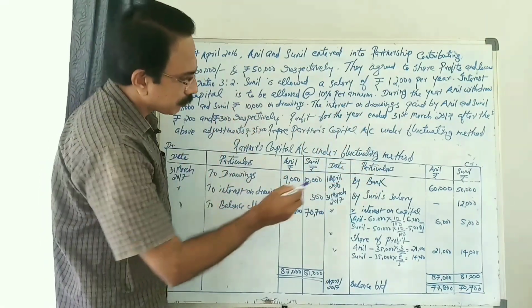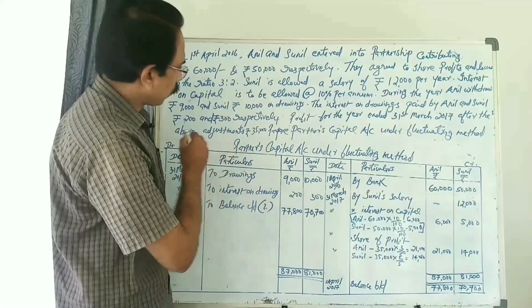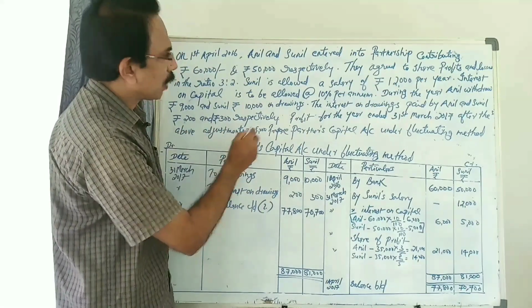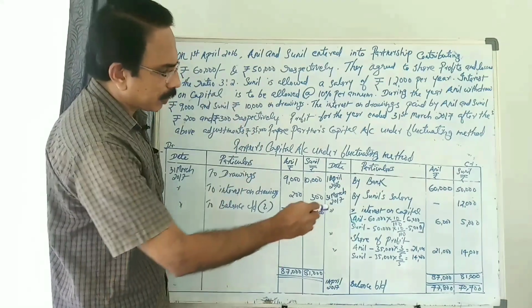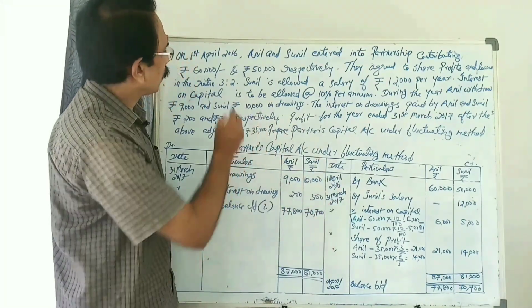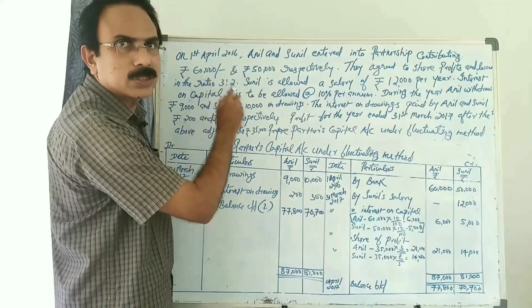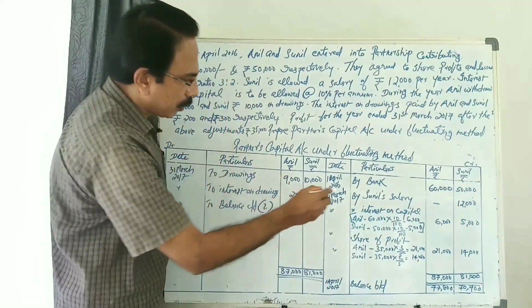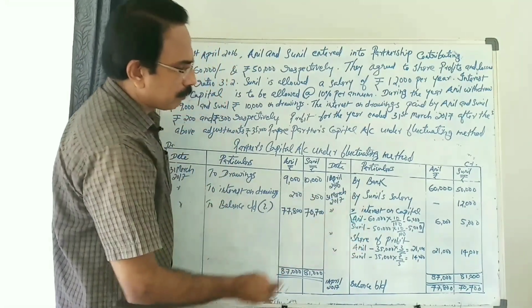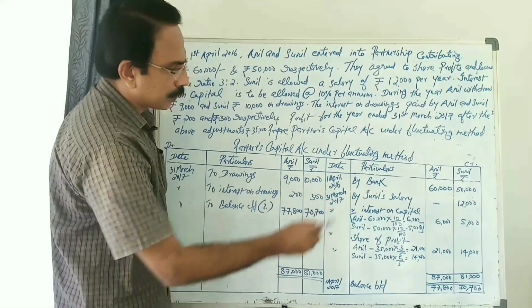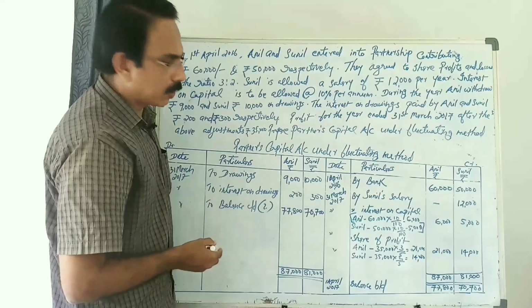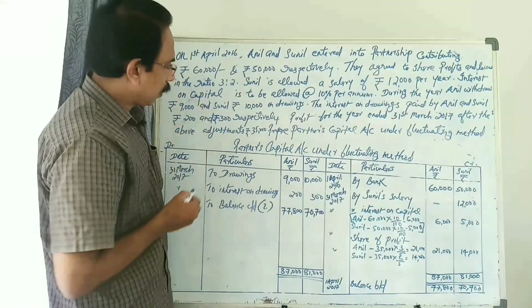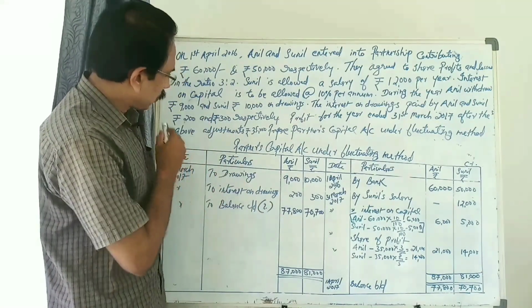Then next items, share of profit. Profit after above adjustments, that is 35,000. So 35,000 into 3 by 5. The ratio is 3:2. That is 3 plus 2, 5. 35,000 in 3 by 5 and 35,000 in 2 by 5. Anil gets a profit rupees 21,000. Sunil gets 14,000.